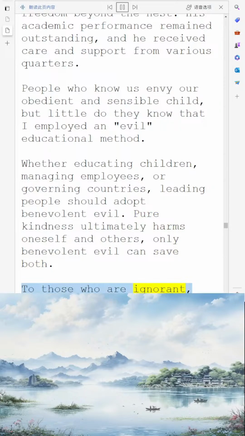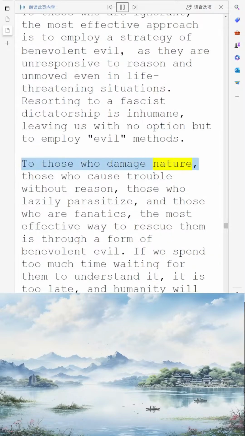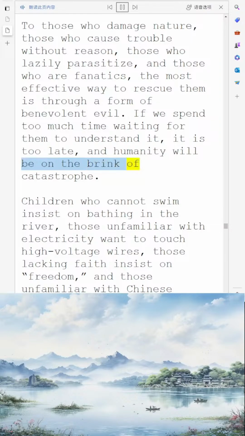To those who are ignorant, the most effective approach is to employ a strategy of benevolent evil, as they are unresponsive to reason and unmoved even in life-threatening situations. Resorting to a fascist dictatorship is inhumane, leaving us with no option but to employ evil methods. To those who damage nature, those who cause trouble without reason, those who lazily parasitize, and those who are fanatics, the most effective way to rescue them is through a form of benevolent evil. If we spend too much time waiting for them to understand it, it is too late and humanity will be on the brink of catastrophe.